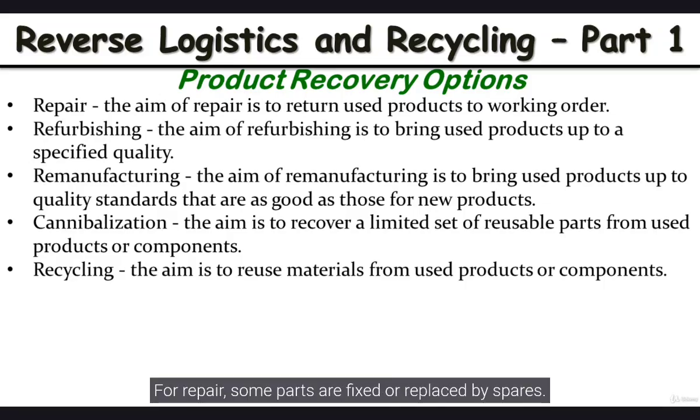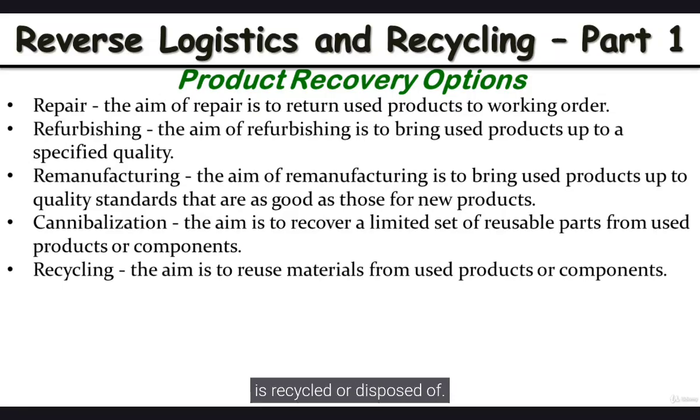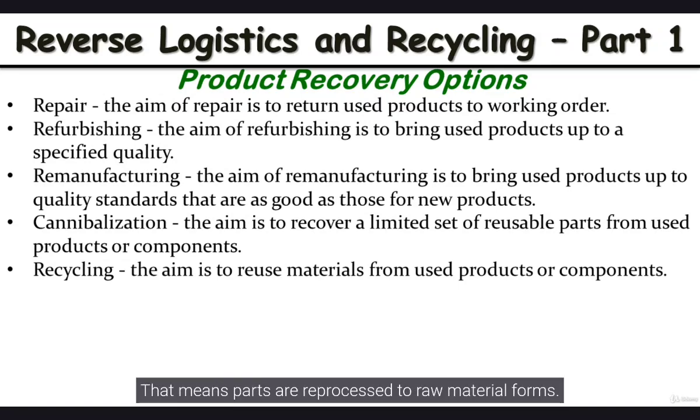For repair, some parts are fixed or replaced by spares. For refurbishing, some modules are repaired or replaced, and potentially there is a need for upgrade. For remanufacturing, used and new modules or parts are combined into new products with some potential upgrade. Cannibalization is quite different. It reuses some parts and the remaining product is recycled or disposed of. Recycling works at the material level. That means parts are reprocessed to raw material forms.